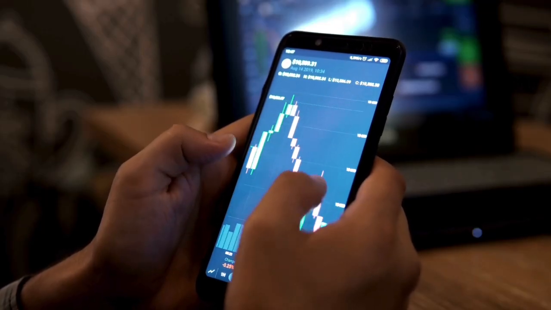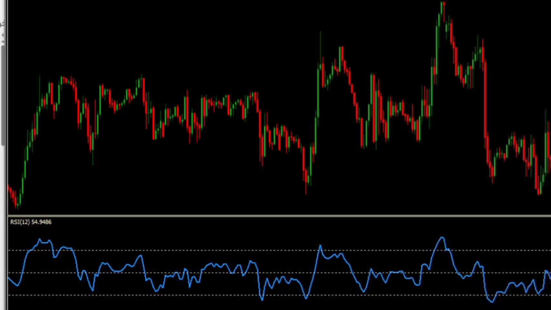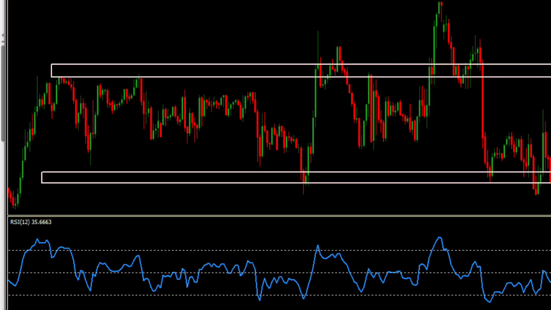So here's how to actually use RSI like a pro. Step 1. Identify the market condition. If the market is moving between two clear horizontal levels, then RSI extremes, above 70 or below 30, can give you decent reversal signals.